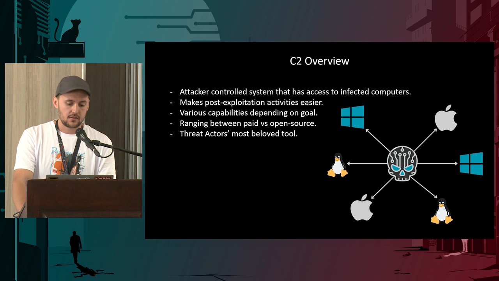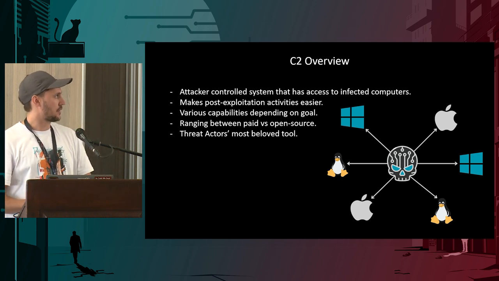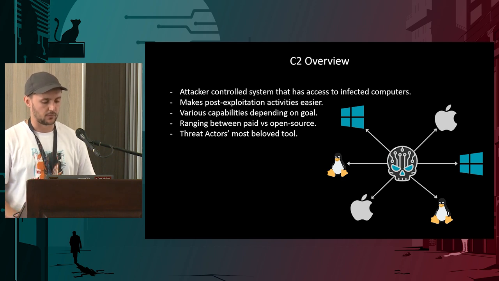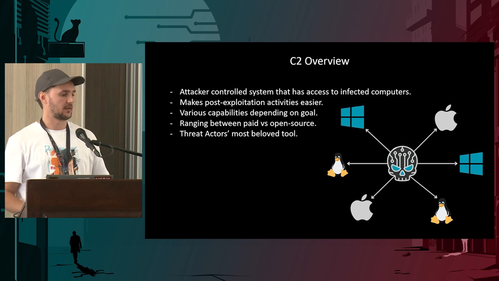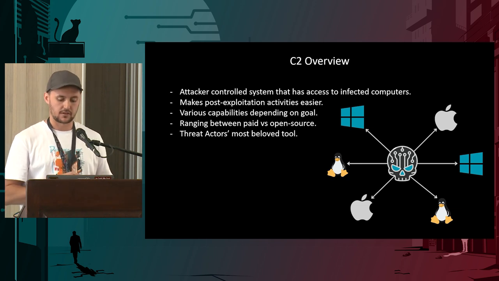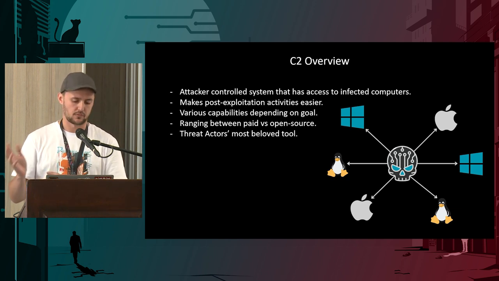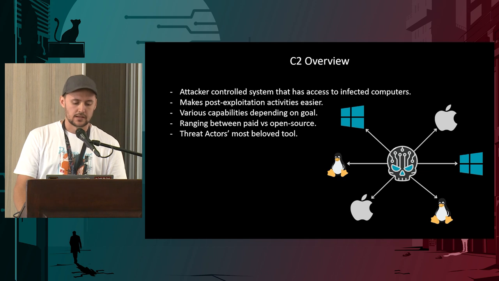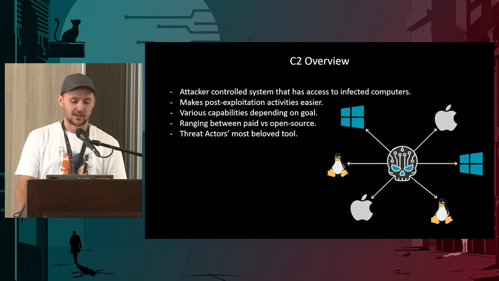The C2 overview. So before we start what a C2 is, or how to make one, we kind of need to know what it is, right? So C2 is basically just an attacker-controlled computer that has access to a bunch of other victim computers, and it can remotely execute stuff. It does make the post-exploitation life a lot easier.